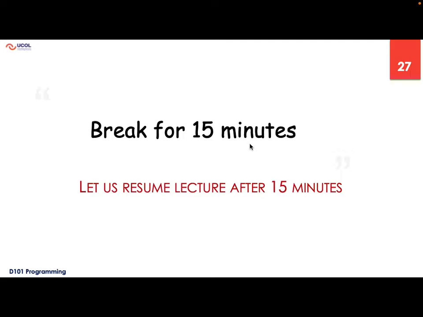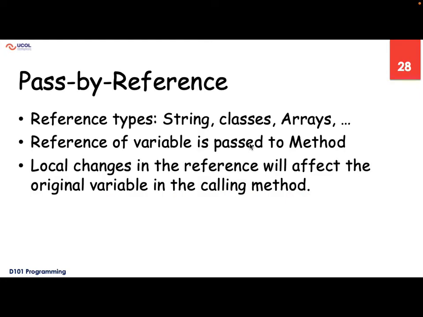So we talked about pass by value: only a copy of that specific value is passed to the method, and if we change the local copy of that variable, it is not going to affect the variable in the main method, the method which originally called that method.